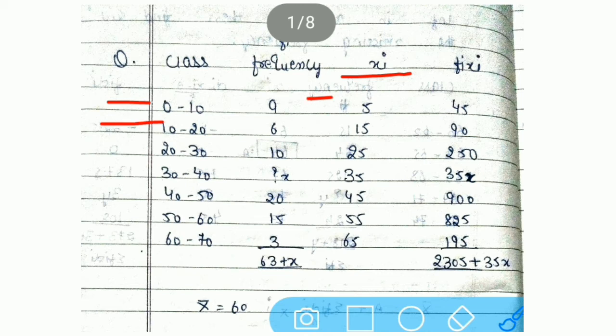Then 10 plus 20 divided by 2. So our answer is 15. 20 plus 30 divided by 2, our answer is 25. 30 plus 40 divided by 2, our answer is 35. 40 plus 50 divided by 2, our answer is 45. 50 plus 60 divided by 2, answer is 55. 60 plus 70 divided by 2, answer is 65. So in this way, always we have to find out our x first.